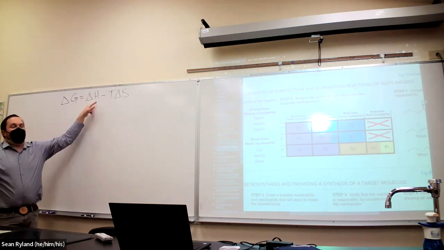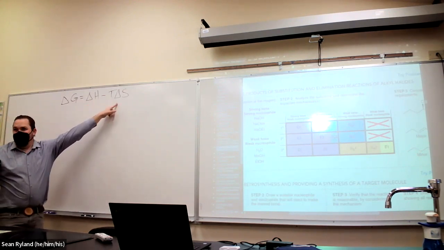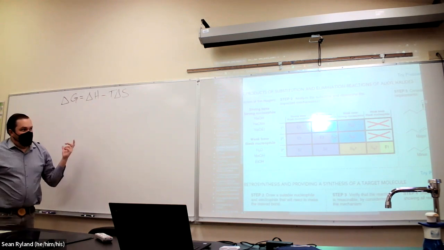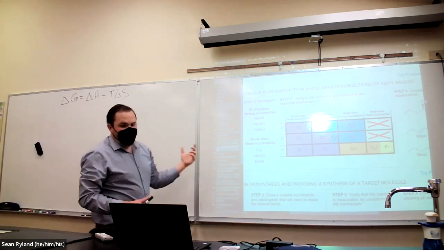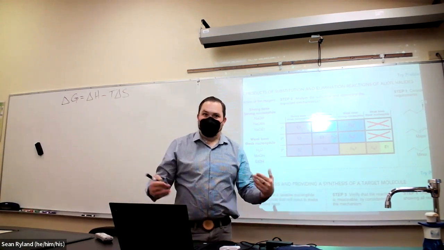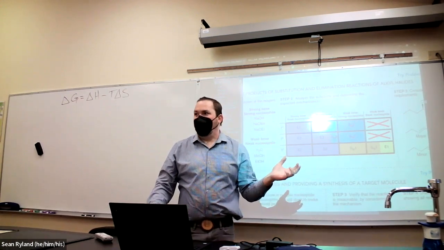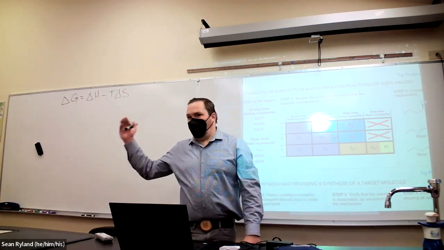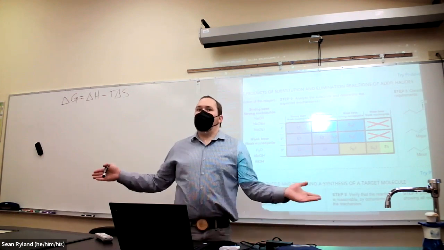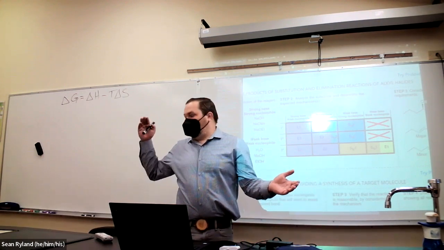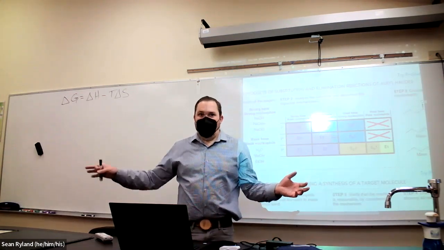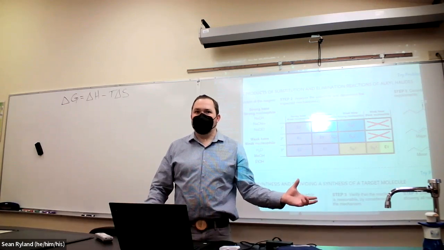But elimination reactions have a higher delta S, or a more favorable delta S. So basically for this class, we're going to use high temperature, low temperature as sort of a trigger, a clue, like, okay, high temperature, I should be thinking elimination. If everything else is equal, high temperature should make you think elimination, low temperature should make you think substitution.